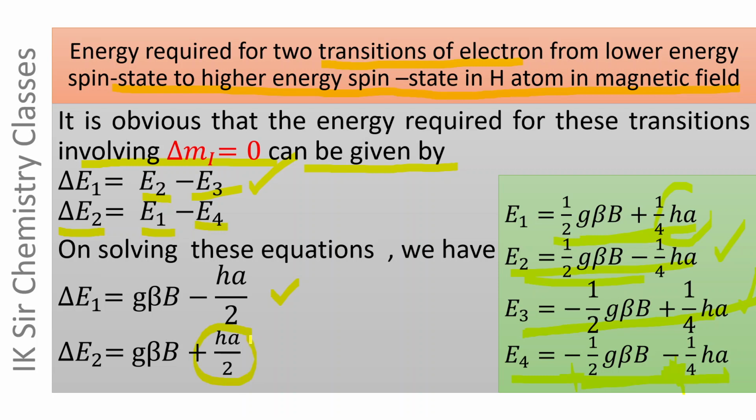It is obvious that this transition requires a smaller amount of energy than this transition. The energy required for this transition is G beta B minus HA by 2, while this transition requires energy G beta B plus HA by 2. This is higher amount of energy, while this is lower amount of energy.